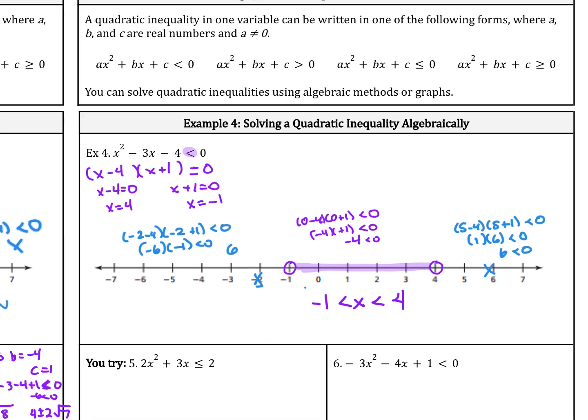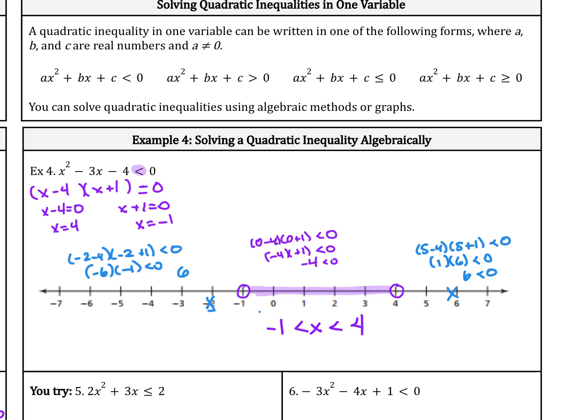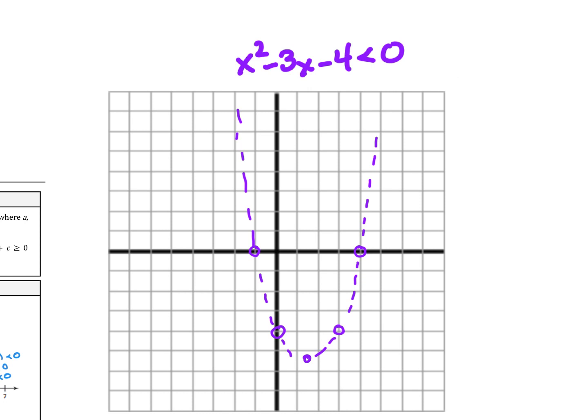Now, if we look at it graphically, if we were to graph x squared minus 3x minus 4, that's a parabola, and I think that will also help you see why this area is true. When you look at the graph, I already graphed it for us, we look at when the parabola is below the x-axis, so when it's less than 0. You see that it is true in this area here.